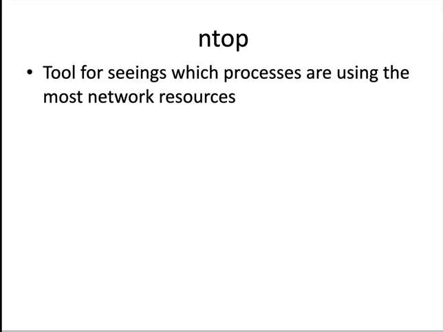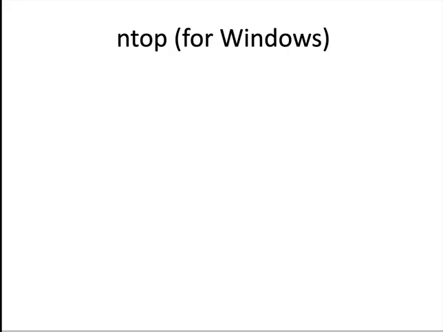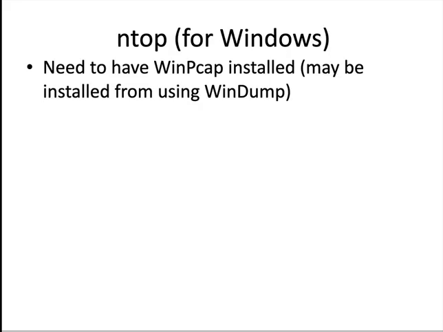A couple of examples, a couple other pieces of software are ntop. Unix had a top command which shows you the top processes, that is the processes consuming the most CPU or most memory, etc. Somebody created something called ntop, which stands for network top, and this is a tool for seeing which processes are using the most resources.